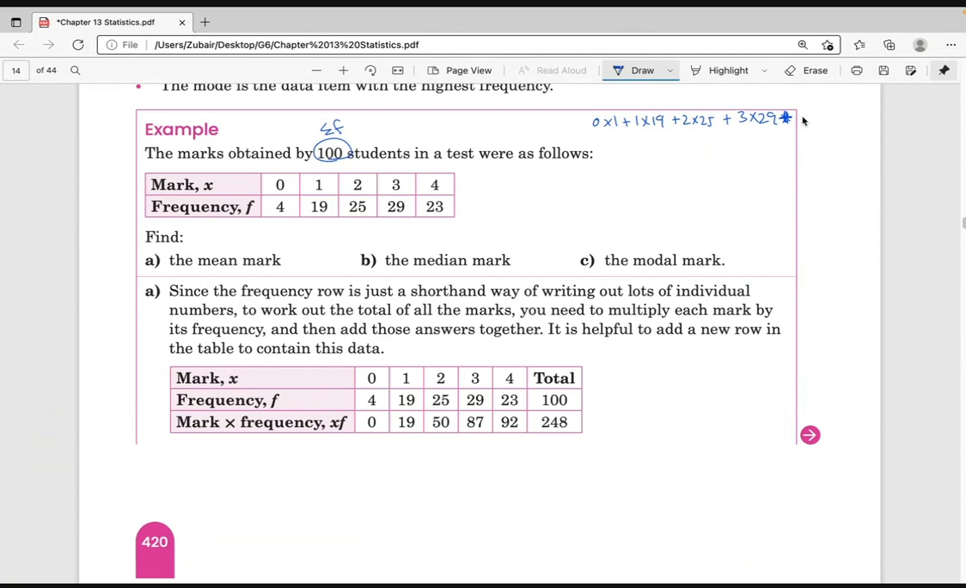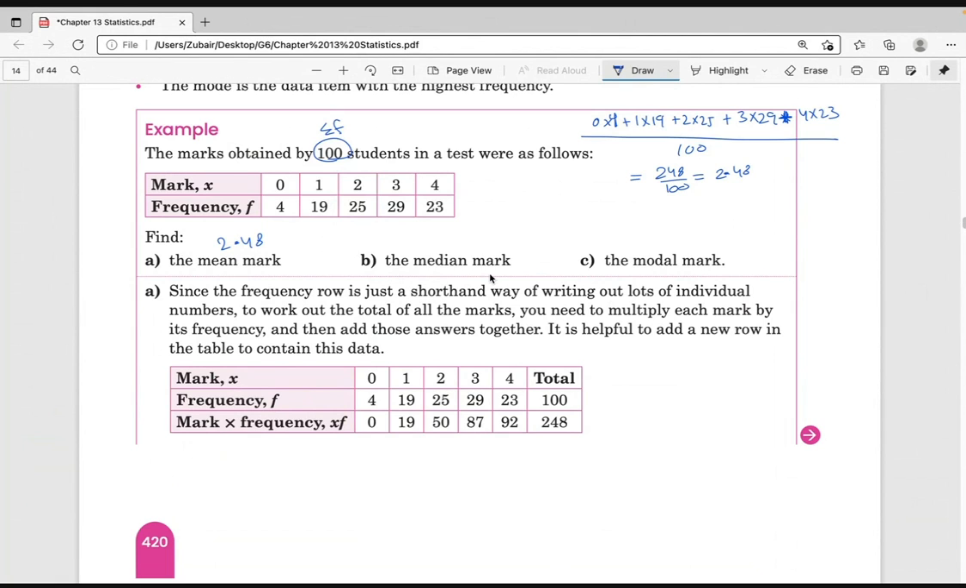When I'm writing, meanwhile, you can use your calculator as well. Divided by 100. I think it's 0 multiplied by 4 at the first. 0 into 4, yes. I'm getting a total of 248. Divide with 100. Mean is 2.4.